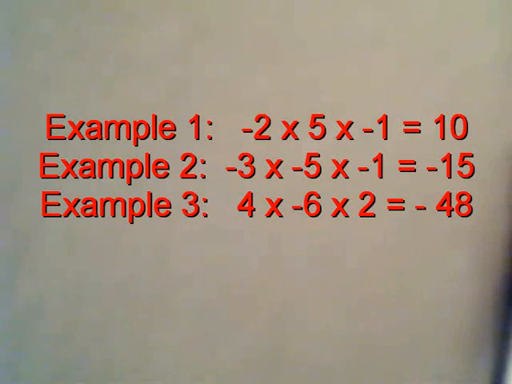The second part of rule number 3 says that if the number of negatives is odd, then your answer must be negative. In example 2, 3 numbers are negative, so we got negative 15 for our answer. In example 3, one of the numbers is negative, so we got negative 48 for our answer.